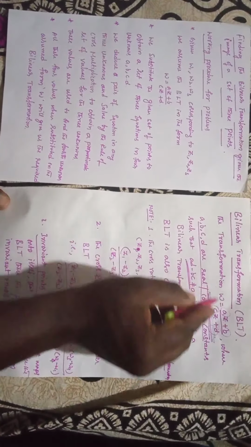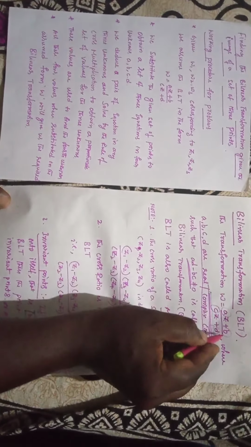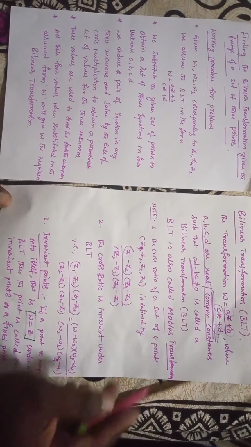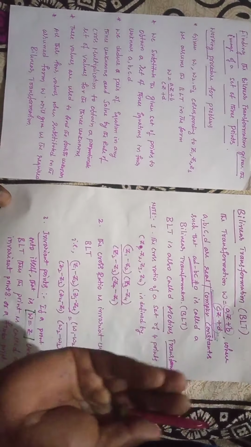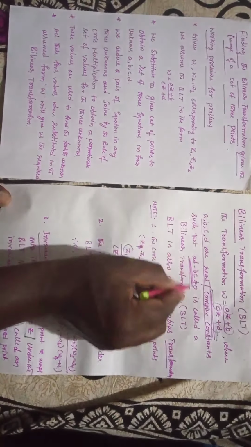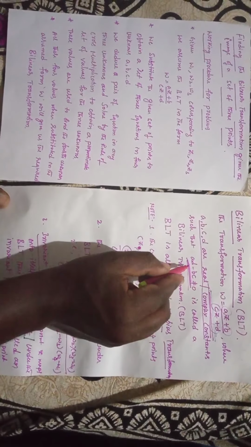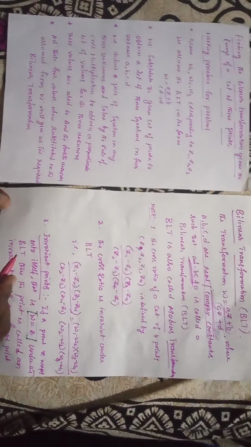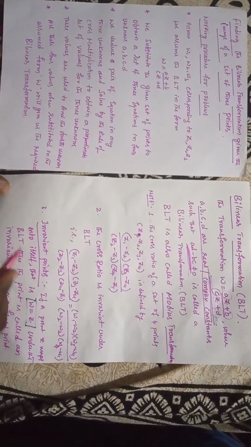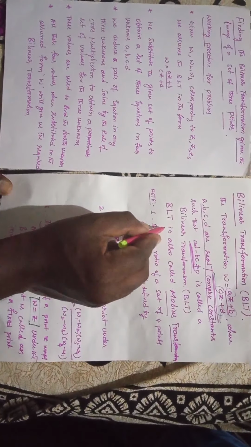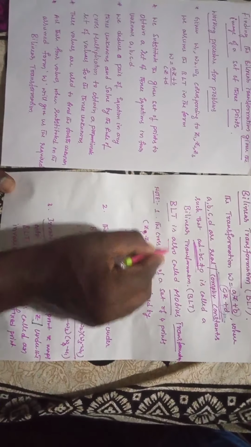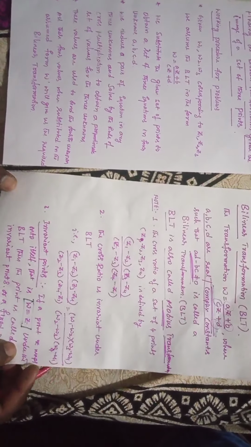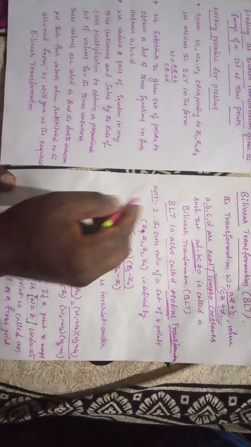Here the transformation W equal to (AZ plus B) by (CZ plus D), where A, B, C, D are real or complex constants. They may be real numbers or complex numbers, containing i also, such that this transformation satisfies the condition AD minus BC not equal to 0. This transformation is called bilinear transformation. The bilinear transformation is also called the Mobius transformation. Here we have some notes.